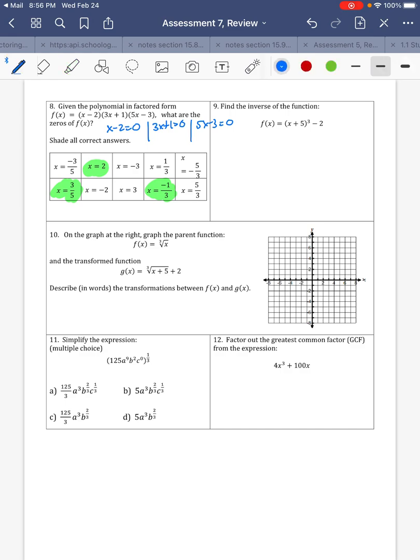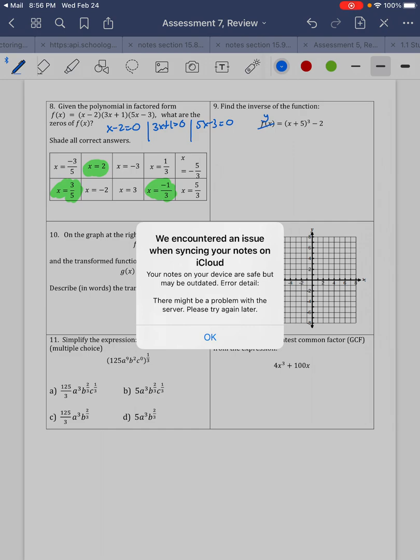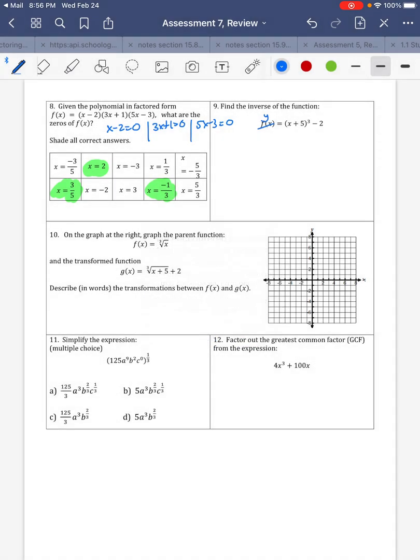All right, find the inverse. So remember, f of x is the same thing as y. To find the inverse, you switch the y and the x, so you get x equals y plus 5 cubed minus 2. So now I'm going to solve for y. Add 2, so I have x plus 2 equals y plus 5 to the 3rd.